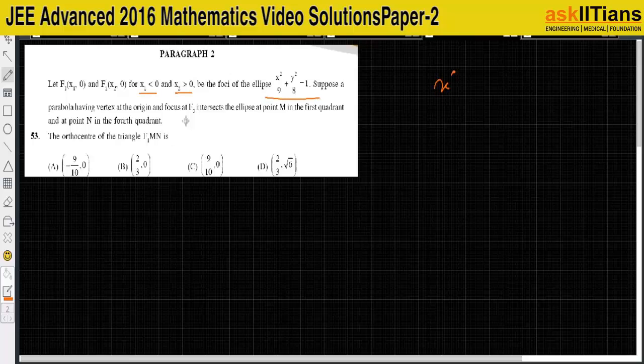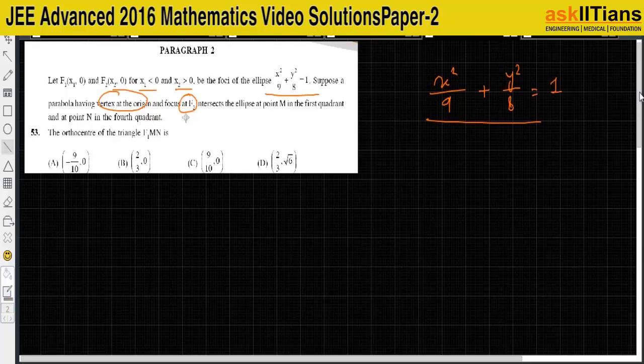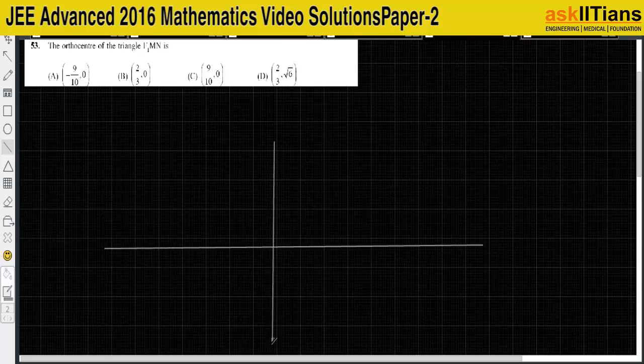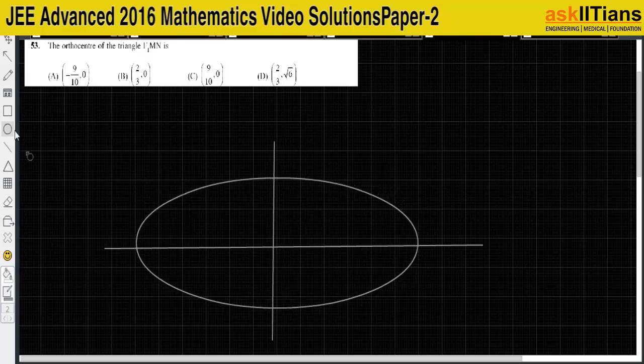What is the ellipse? The ellipse is x square by 9 plus y square by 8 is equal to 1. Suppose a parabola having vertex at the origin and focus at F2 intersects the ellipse at point M in the first quadrant and at N in the fourth quadrant. Alright, so this is a horizontal ellipse, right? So if I draw the diagram, it will be something like this. There is a horizontal ellipse and F1 and F2 are the foci. So this is the ellipse. There is a parabola. The parabola is like this.